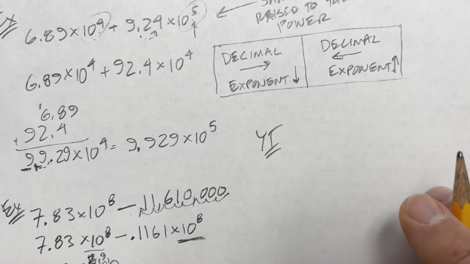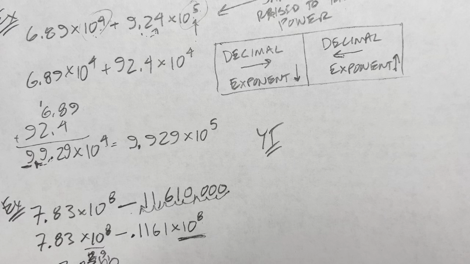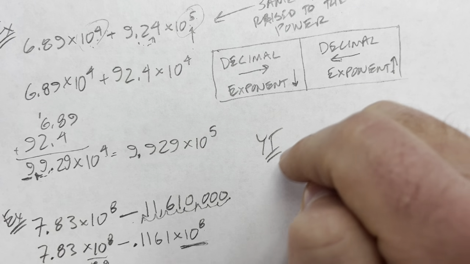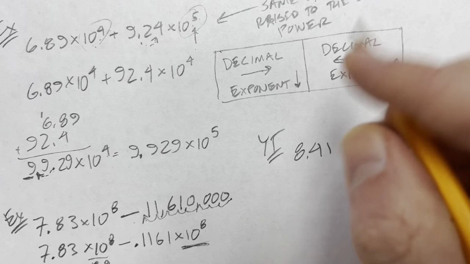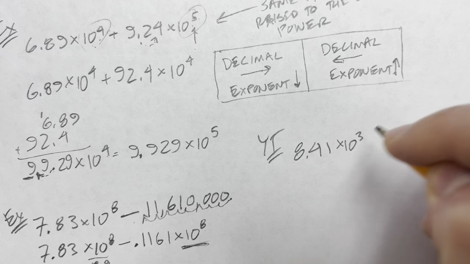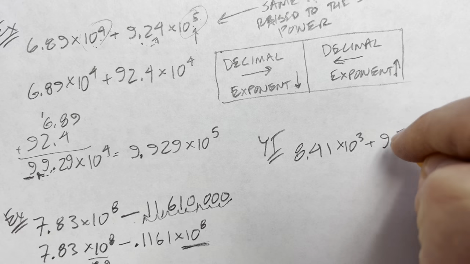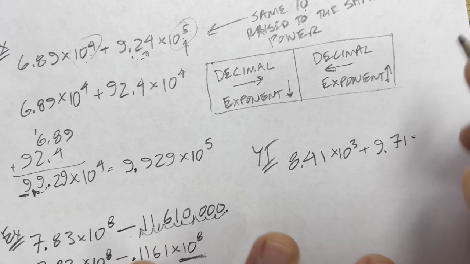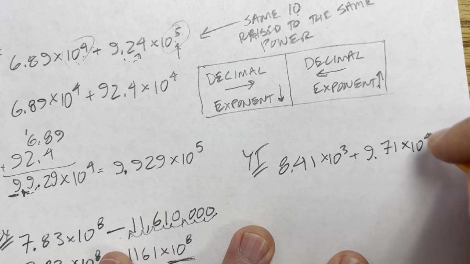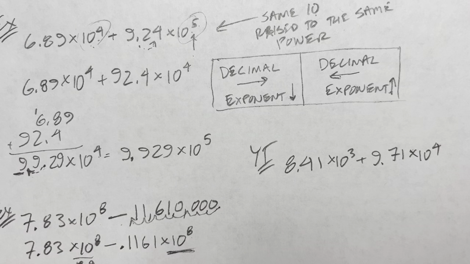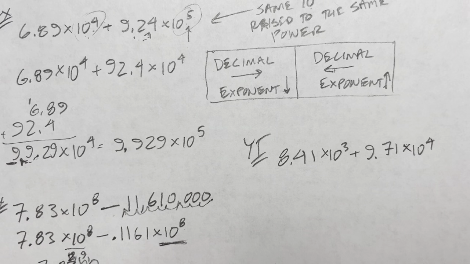and then you can do your extra work for today. So I've got 8.41 times 10 to the 3rd plus 9.71 times 10 to the 4th. All right, so this is a you try. And go ahead and pause and do the you try. When you're all done, unpause, and let's check our work together.